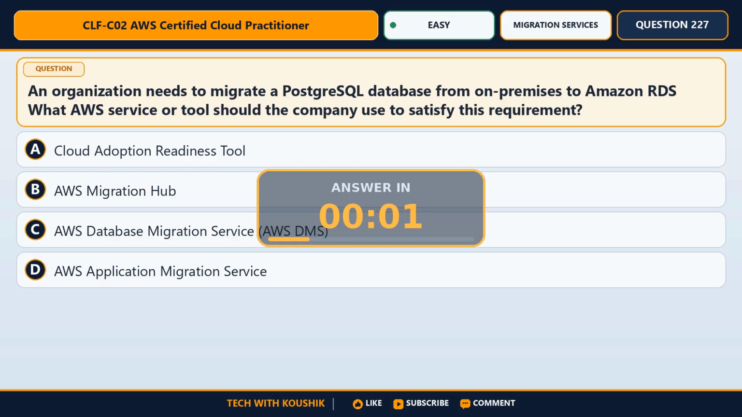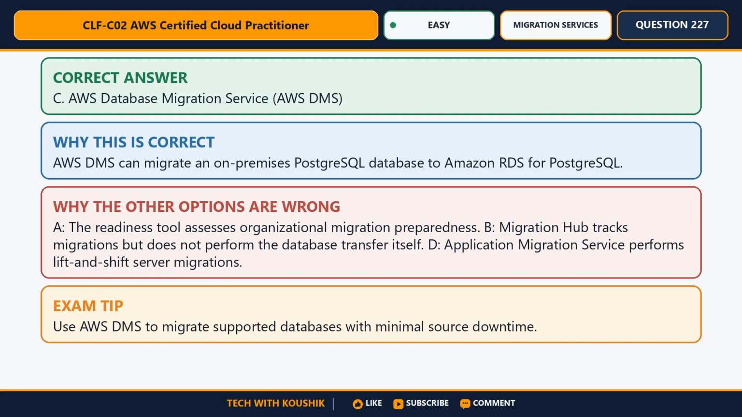The correct answer is C. AWS Database Migration Service, AWS DMS. Here is why. AWS DMS can migrate an on-premises PostgreSQL database to Amazon RDS for PostgreSQL. Why are the other options not correct?